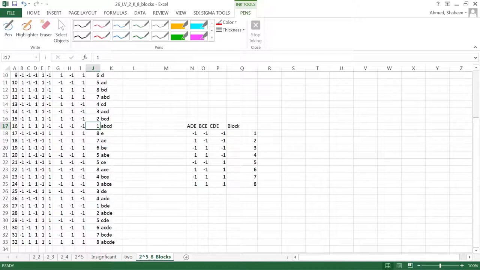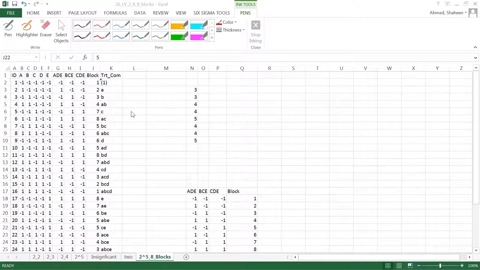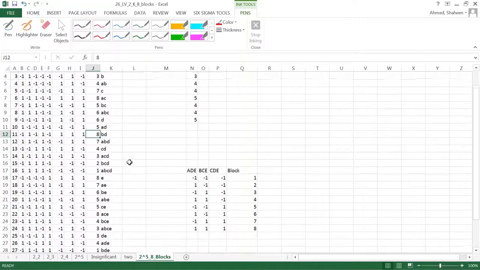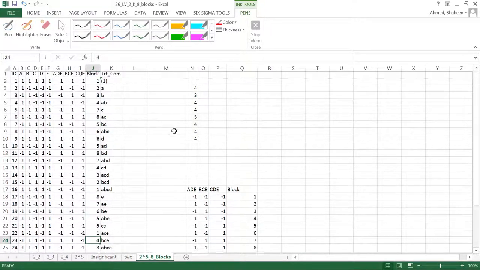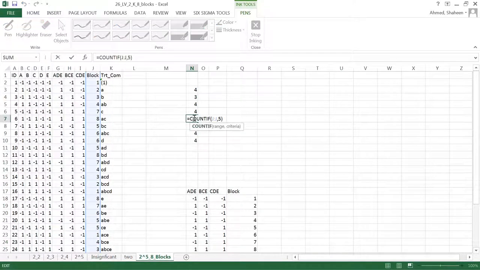Let me pause. All right, so I found a mistake here. Actually, 8 was all plus, but look what I did here. This is all minus, so that's 1. And then we made a mistake in 5. 5 is minus minus 1.